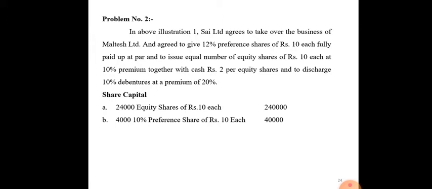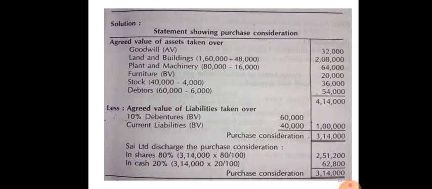Okay, and it agreed to give 12% preference shares of rupees 10 each, fully paid up at par, and to issue an equal number of equity shares of rupees 10 each at a 10% premium, together with cash rupees 2 per equity share, and to discharge 10% debentures at a premium of 20%. Okay, so it's very easy, it's related to the earlier examples, the problems related to the purchase consideration under the net assets method that we solved. So now see in that problem only.